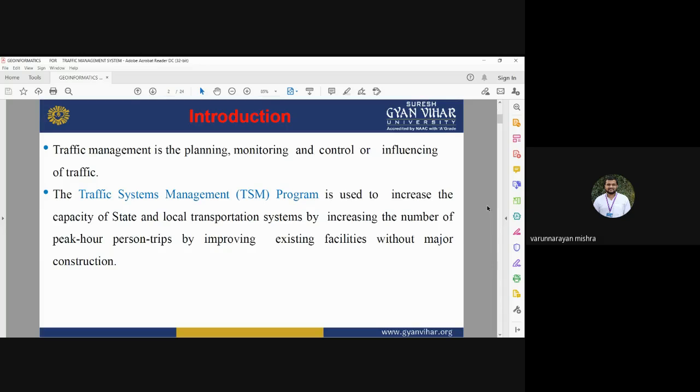It's a program that is used to increase the capacity of state and local transportation systems by increasing the number of peak hour person trips by improving the existing facilities without major construction. Okay, we have to find out the peak hour, meaning the peak hour having the most traffic in an area. So we have to identify which hour has higher traffic in that area, so we can improve the existing facilities without major construction. That all comes under the traffic system management program, in short, TSM.